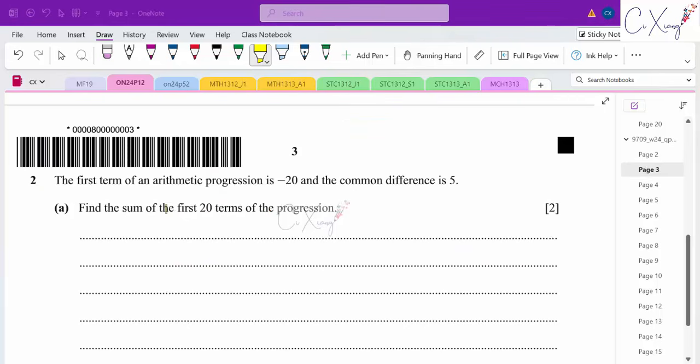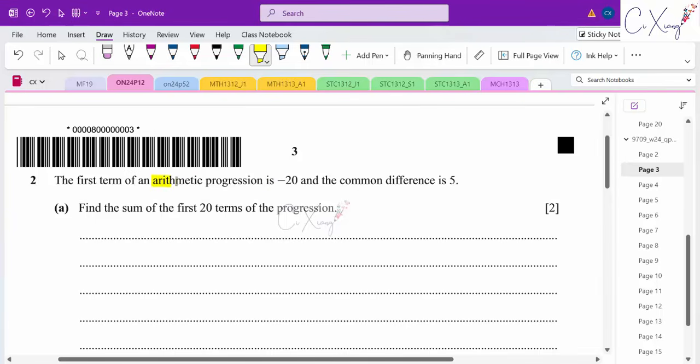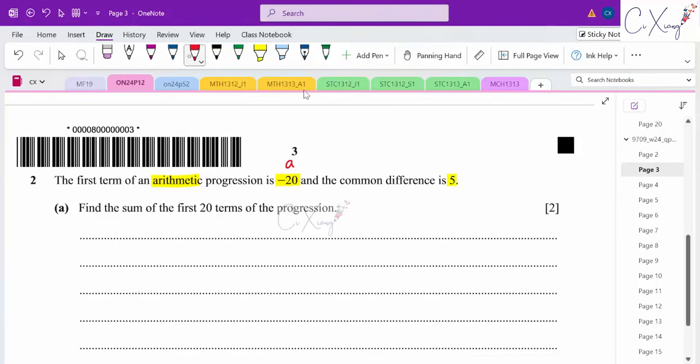Okay, so we are now at question number 2. The first term of an arithmetic progression, highlight the keyword arithmetic, is -20. So I know that the first term, usually we denote it by using the a, right? And the common difference is 5. For common difference, usually we denote it by using a d. Right? So now there are a few important keywords here. We have the arithmetic progression. We have the first term value. We also have the common difference value here.